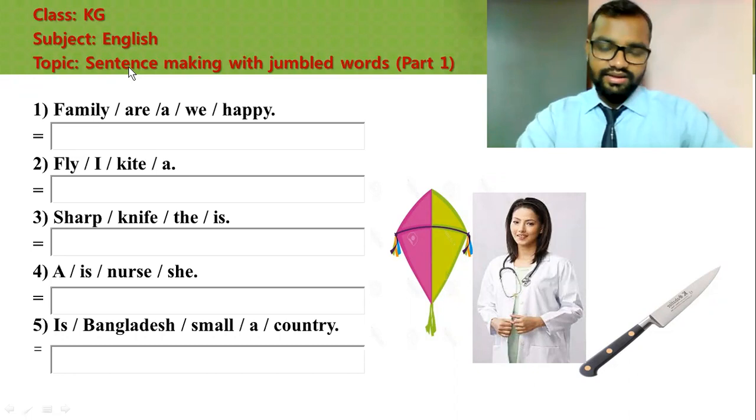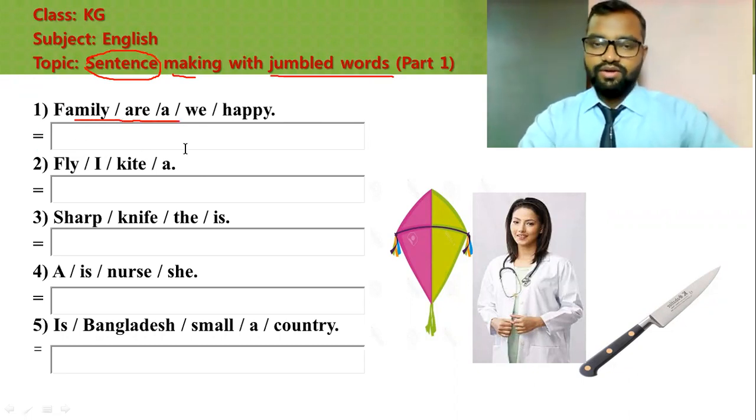For example, the name of the topic here is sentence making with jumbled words. So what do you have to do here? You have to make a sentence, with what? With jumbled words. What does it mean? It means that the words that you can see here are all jumbled, meaning disorganized. Now you have to organize them so that they mean something clear, right? This is your main duty here, okay? To organize the parts of the sentences so it has clear meaning.